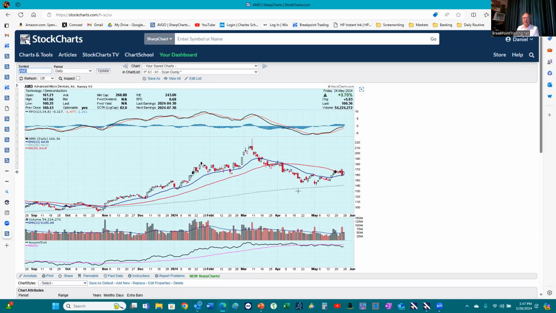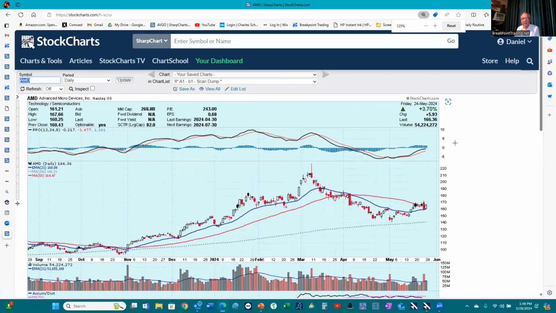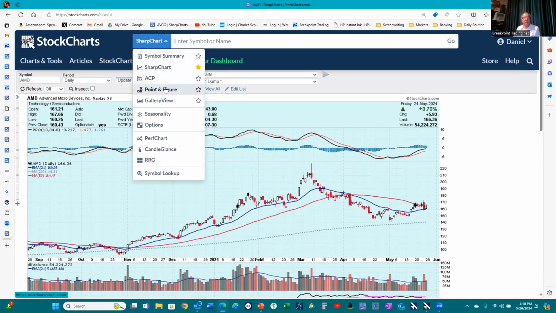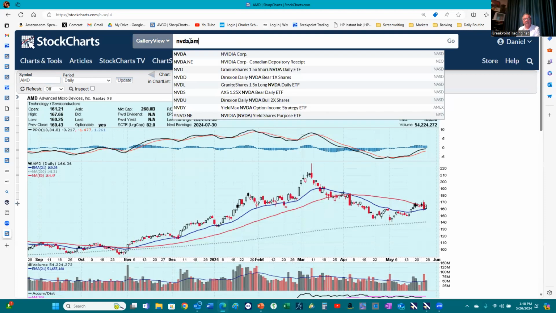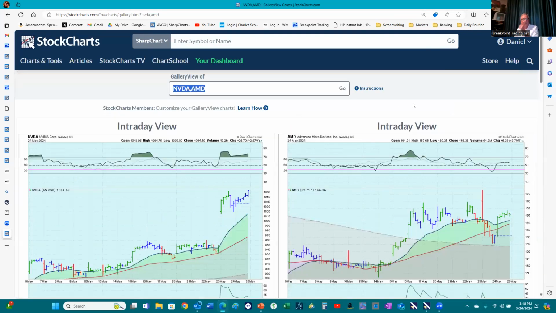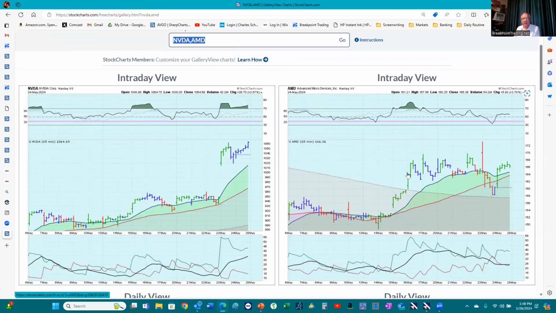So you would think that because Nvidia had such great earnings, you would think that AMD, which is basically in the same space and basically a competitor, if you will, would be going up as well. But actually, let me do it this way. Let me show you both side by side. So we'll do Nvidia on the left and AMD on the right. Okay, so this is the intraday.